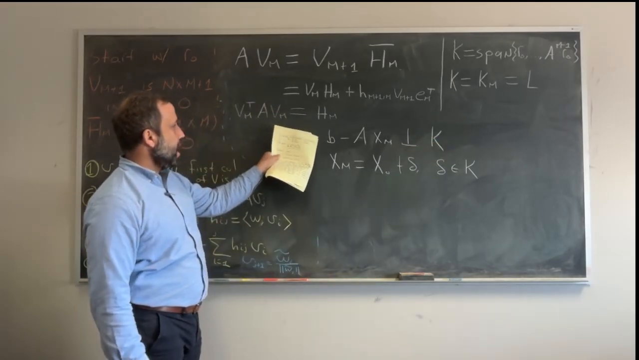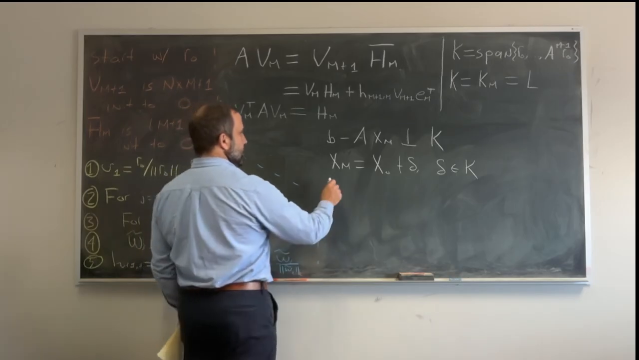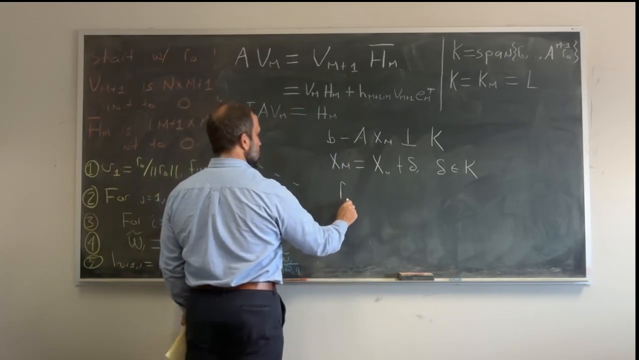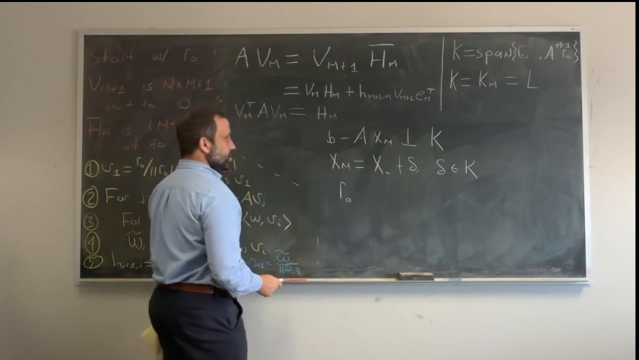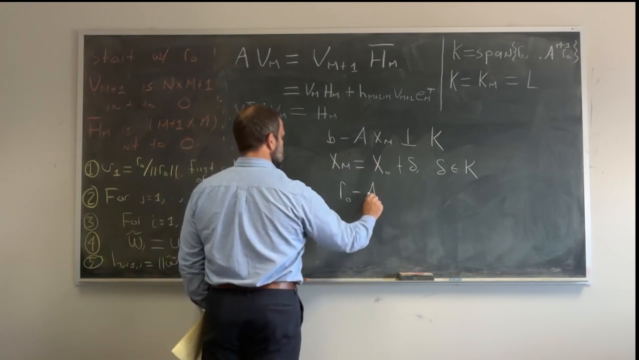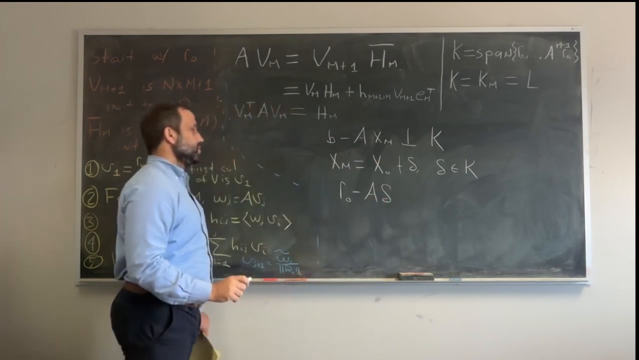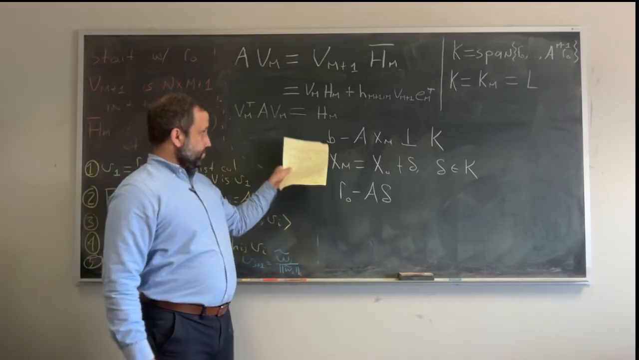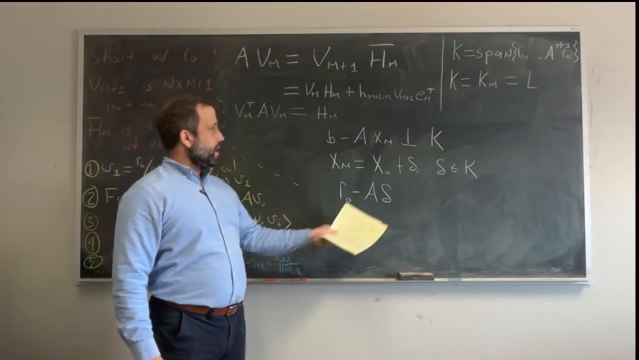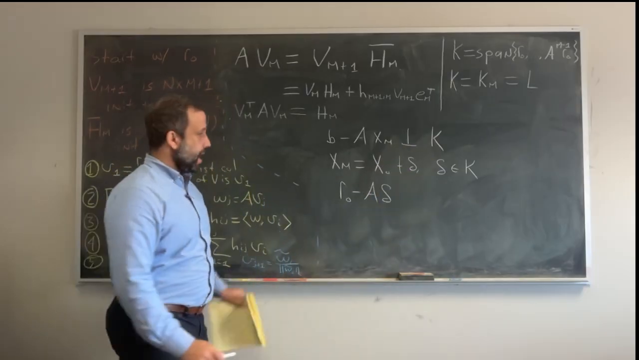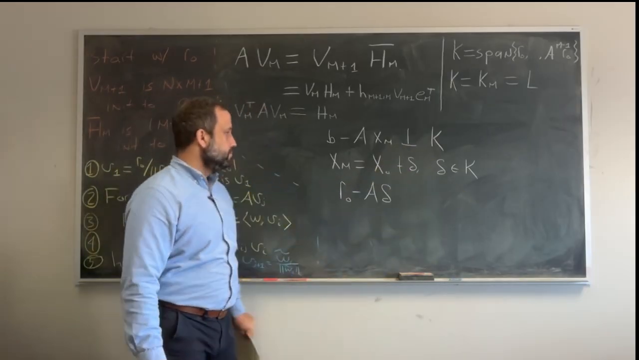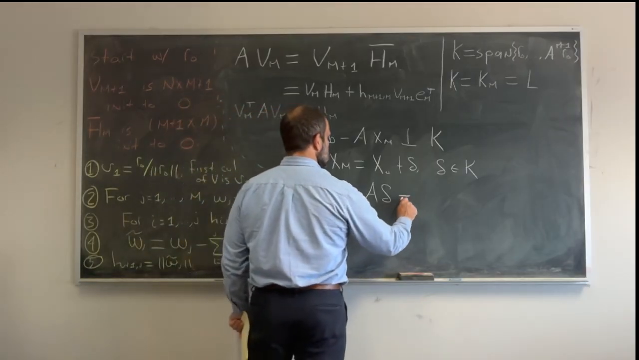Now this orthogonality condition, since x_m is equal to x naught plus delta, the computation that we've done several times, B minus A x_m is simply r naught minus A delta. We want r naught minus A delta to be orthogonal to K, and we want delta to be in K. So we can write this in the following way.